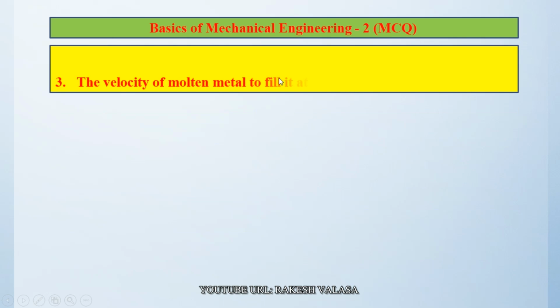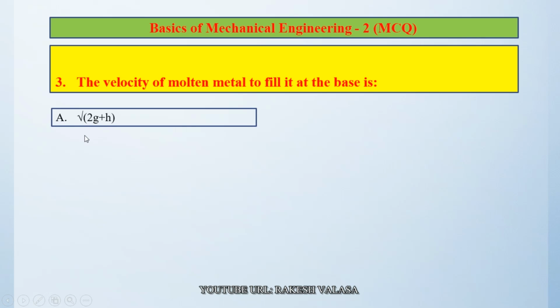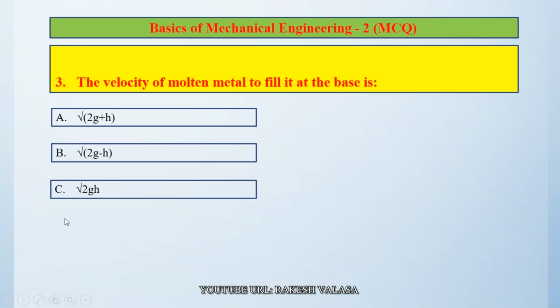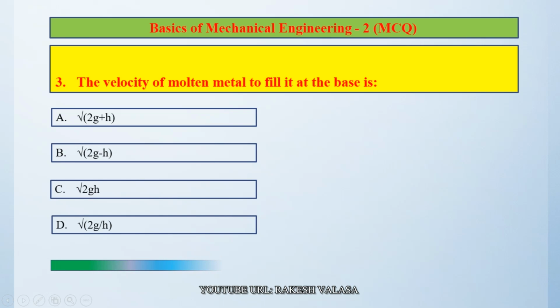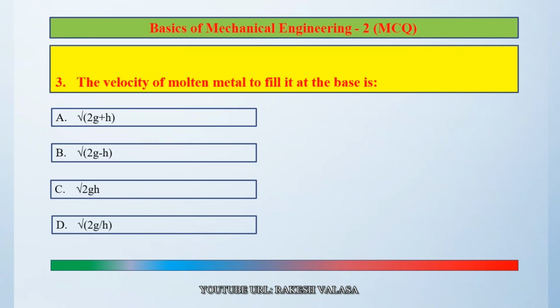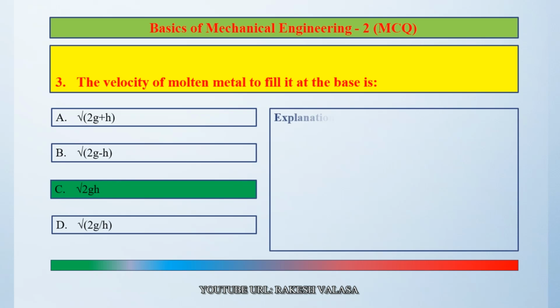Question number 3. The velocity of molten metal to fill it at the base is: option A under root 2g plus h, option B under root 2g minus h, option C under root 2gh, option D under root 2g by h. The correct answer is option C under root 2gh. Let us see the explanation.